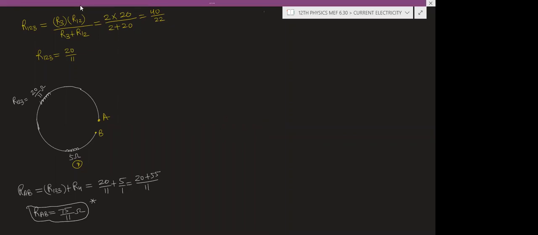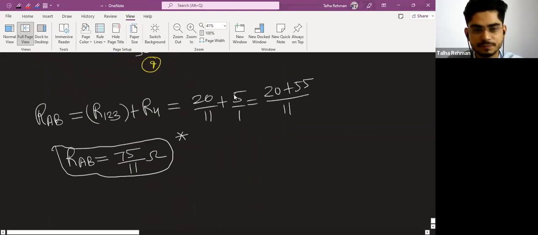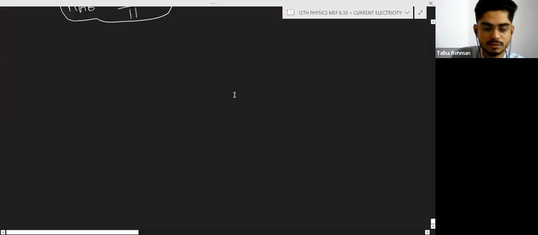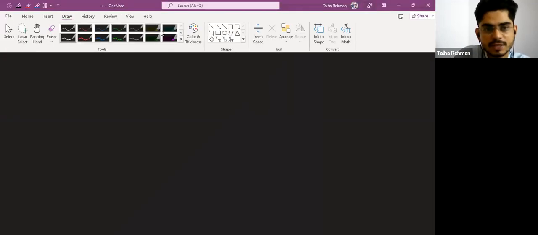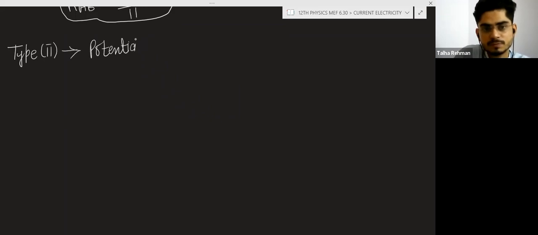Very good. Now see a very interesting circuit. You can say this is just a second type question, and we call it the potential divider method. We have already done this in the parallel combination. I have already told you, but the name is different. Potential divider method.